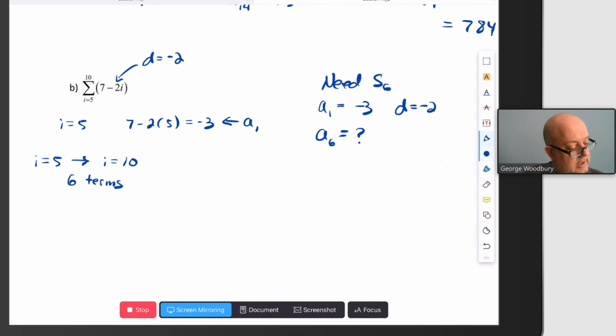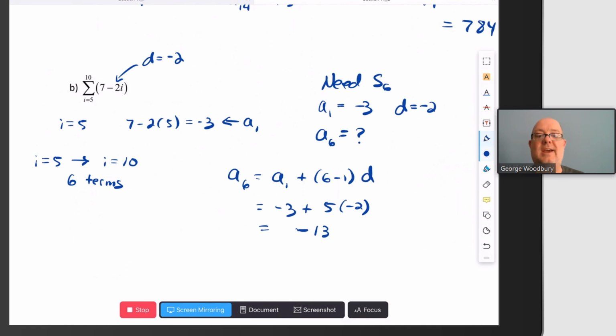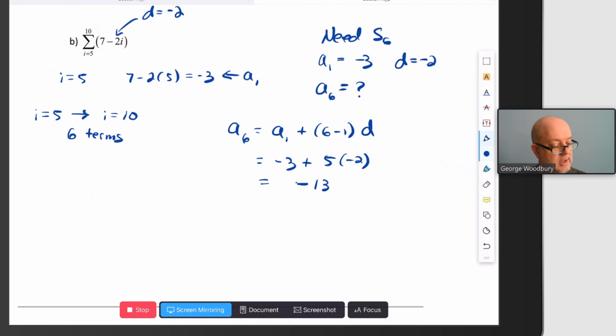So a sub 6 equals a sub 1 plus 6 minus 1 times the difference, which is negative 3 plus 5 times negative 2. Negative 3 minus 10 is negative 13. So now I've got everything I need to find this sum.